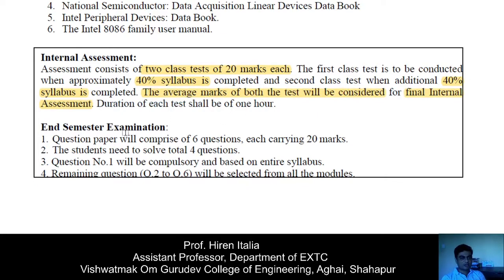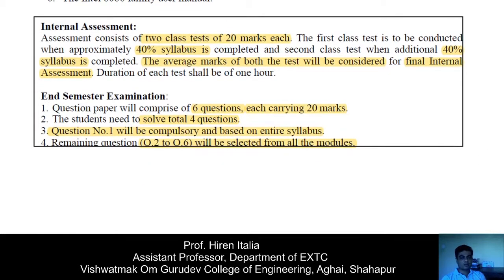In the end semester examination there will be 6 questions. As I told you before, the end semester examination is of 80 marks. In that 80 marks paper you have 6 questions, each carrying 20 marks. Out of those 6 questions you have to solve any 4 questions. But there are also some restrictions: question number 1 is compulsory and it is based on your entire syllabus. From the remaining questions 2 to 6, you have to solve 3 questions. So this is the overview of your syllabus.